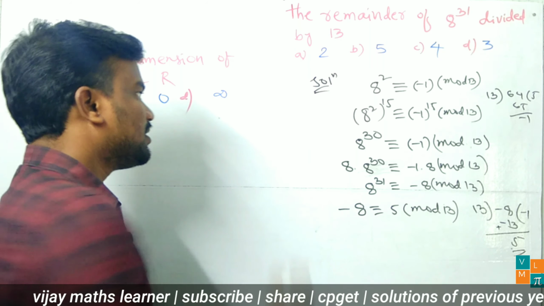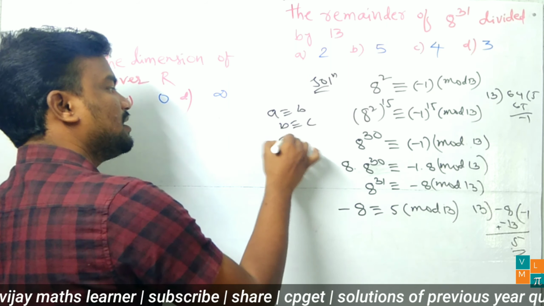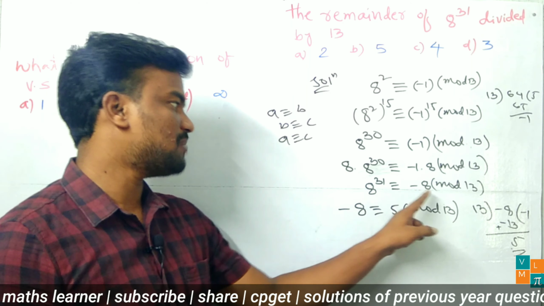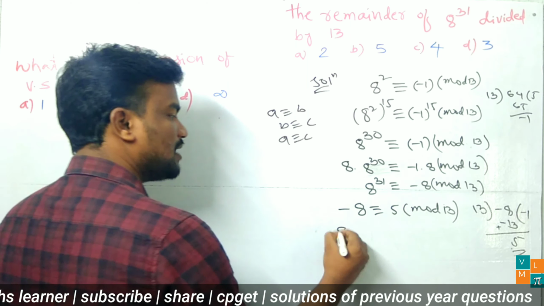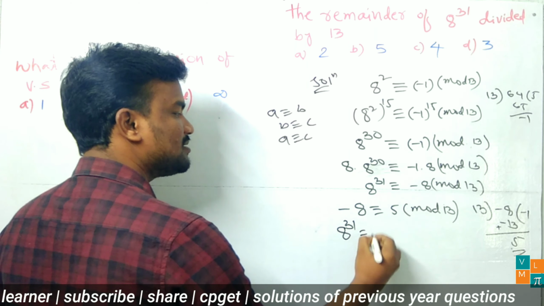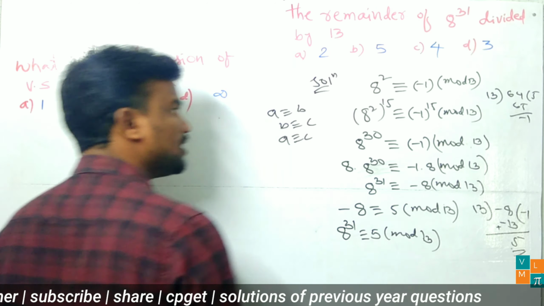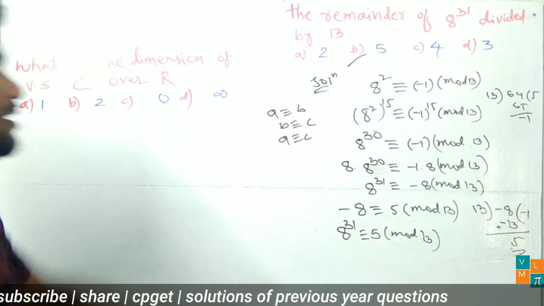Here, if A is congruent to B, and B is congruent to C, then A is congruent to C. Here 8 to the power of 31 is congruent to minus 8, and minus 8 is congruent to 5. From this we write 8 to the power of 31 is congruent to 5 modulo 13. So option B is the solution of the third one.